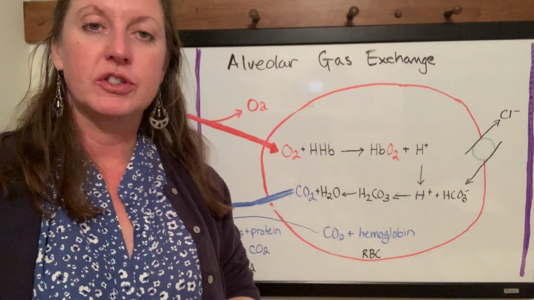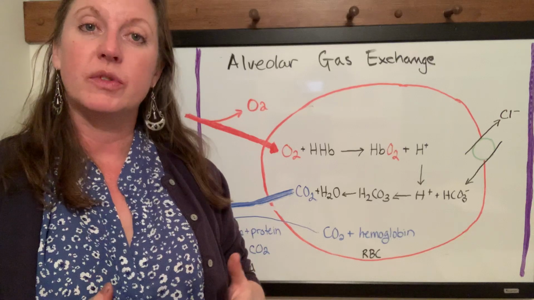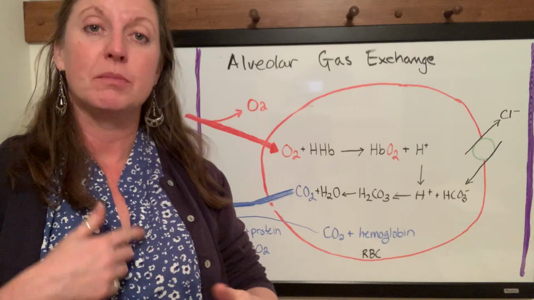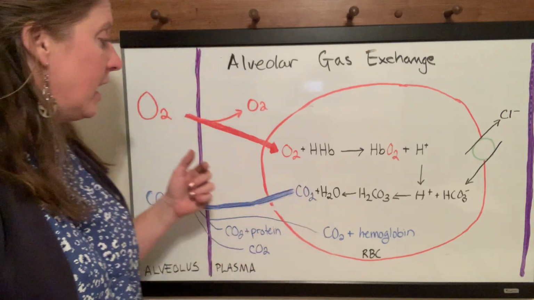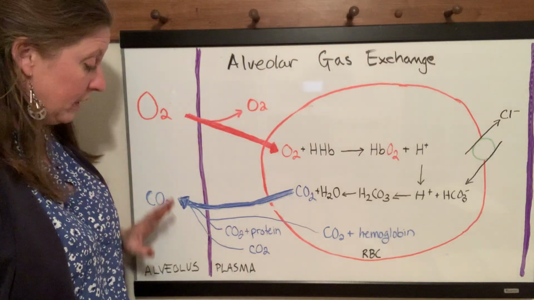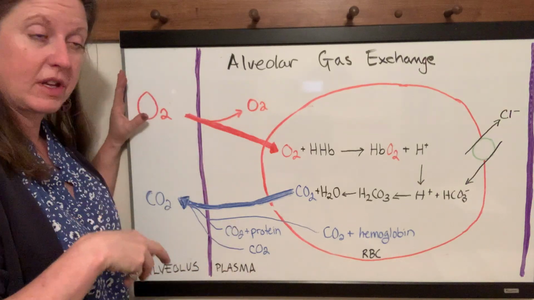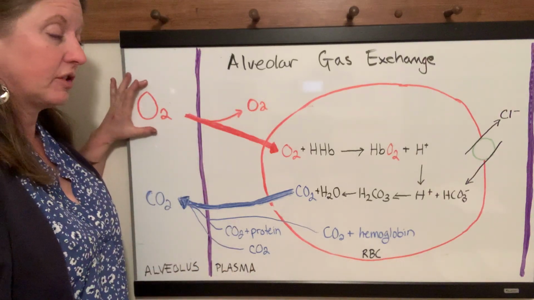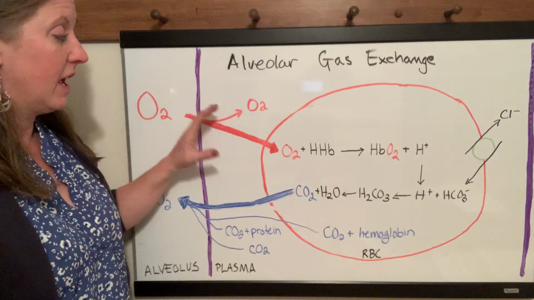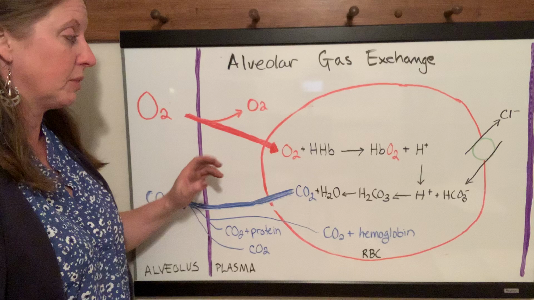In alveolar exchange, also known as external respiration, the red blood cell uses the exact same chemical reaction but in reverse. Now the process is driven by the concentration of oxygen, which in the alveolus is high because it's just been breathed in. That high concentration of oxygen pushes the oxygen out of the alveolus into the plasma and blood.